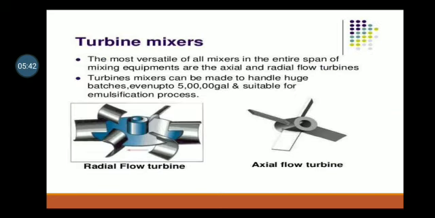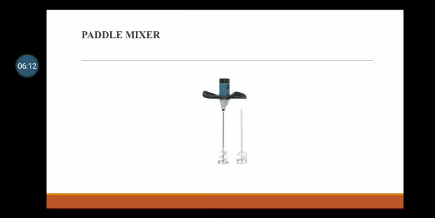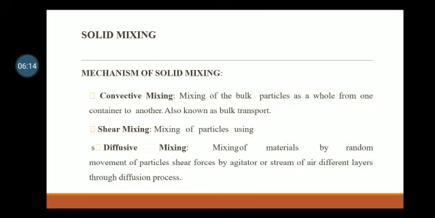Turbine mixers: the most versatile of all mixers in the entire span of mixing equipment are the axial and radial flow turbines. Turbine mixers can be made to handle huge batches, even up to 50,000 gallons, and are suitable for the emulsification process. Radial flow turbine and axial flow turbine. This is the paddle mixer.